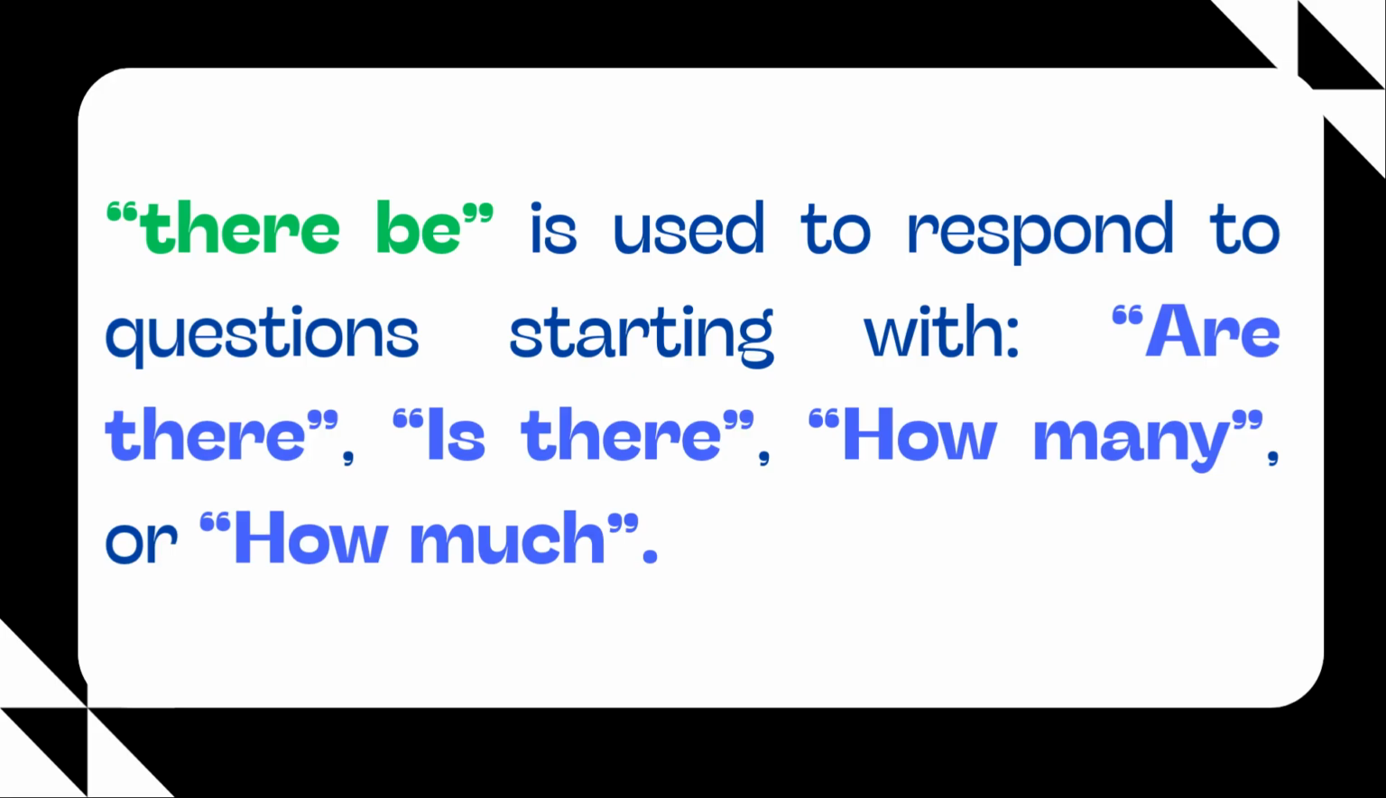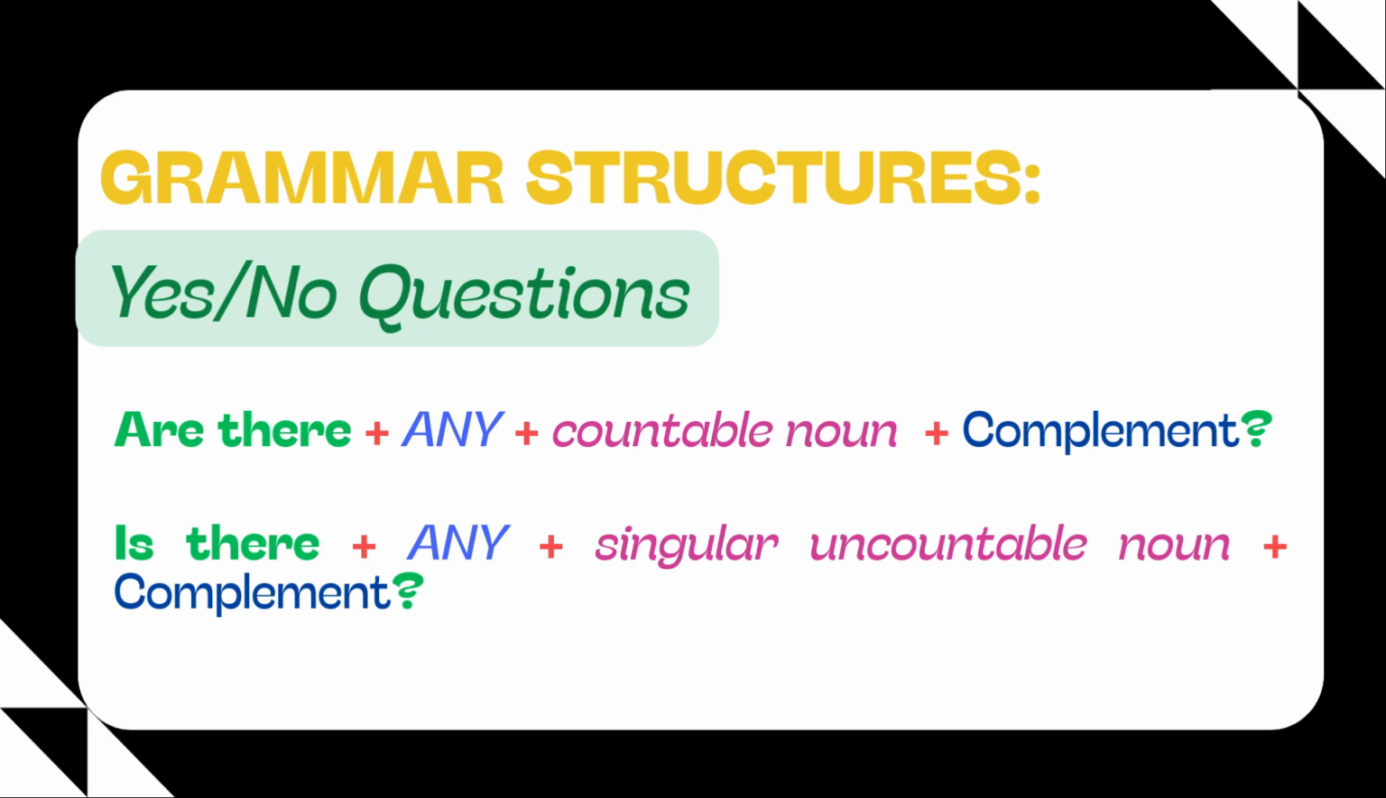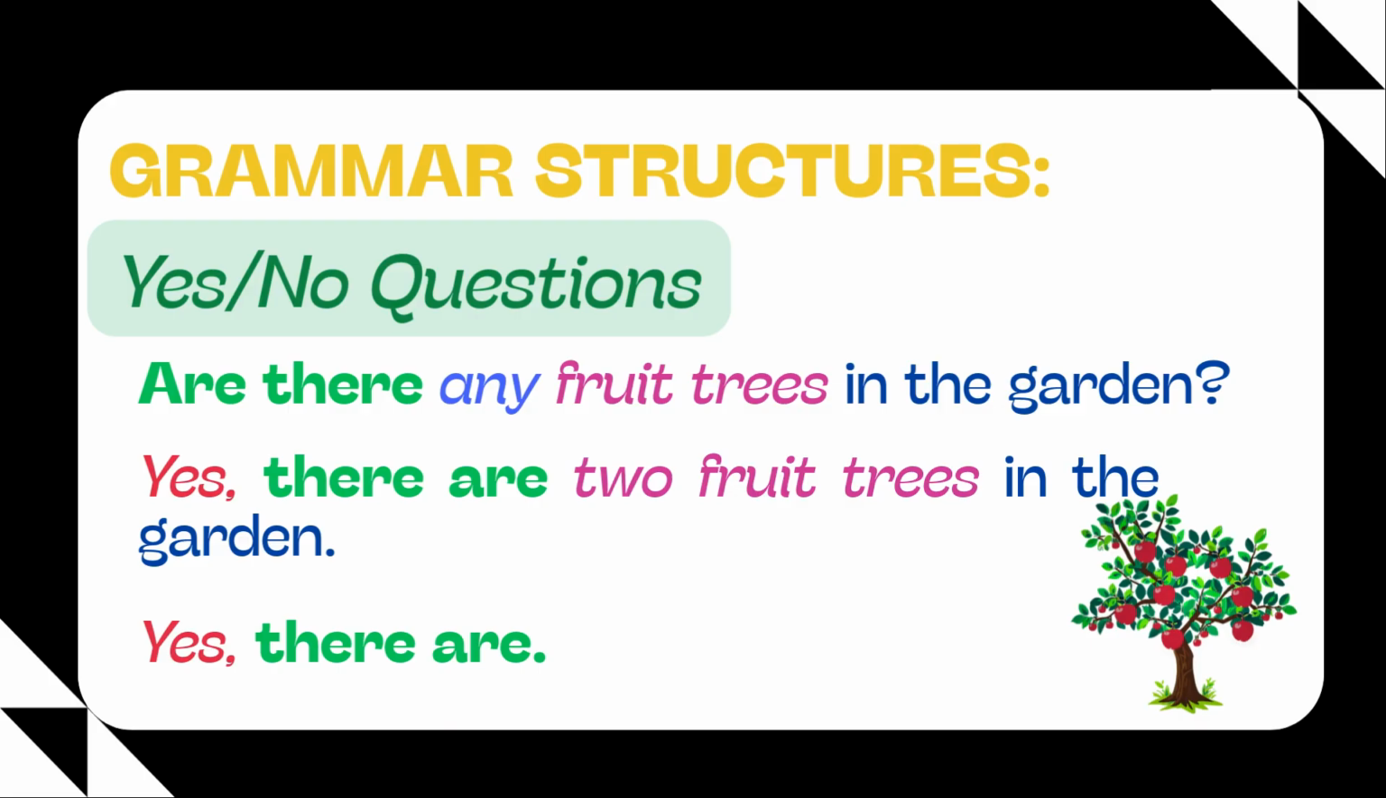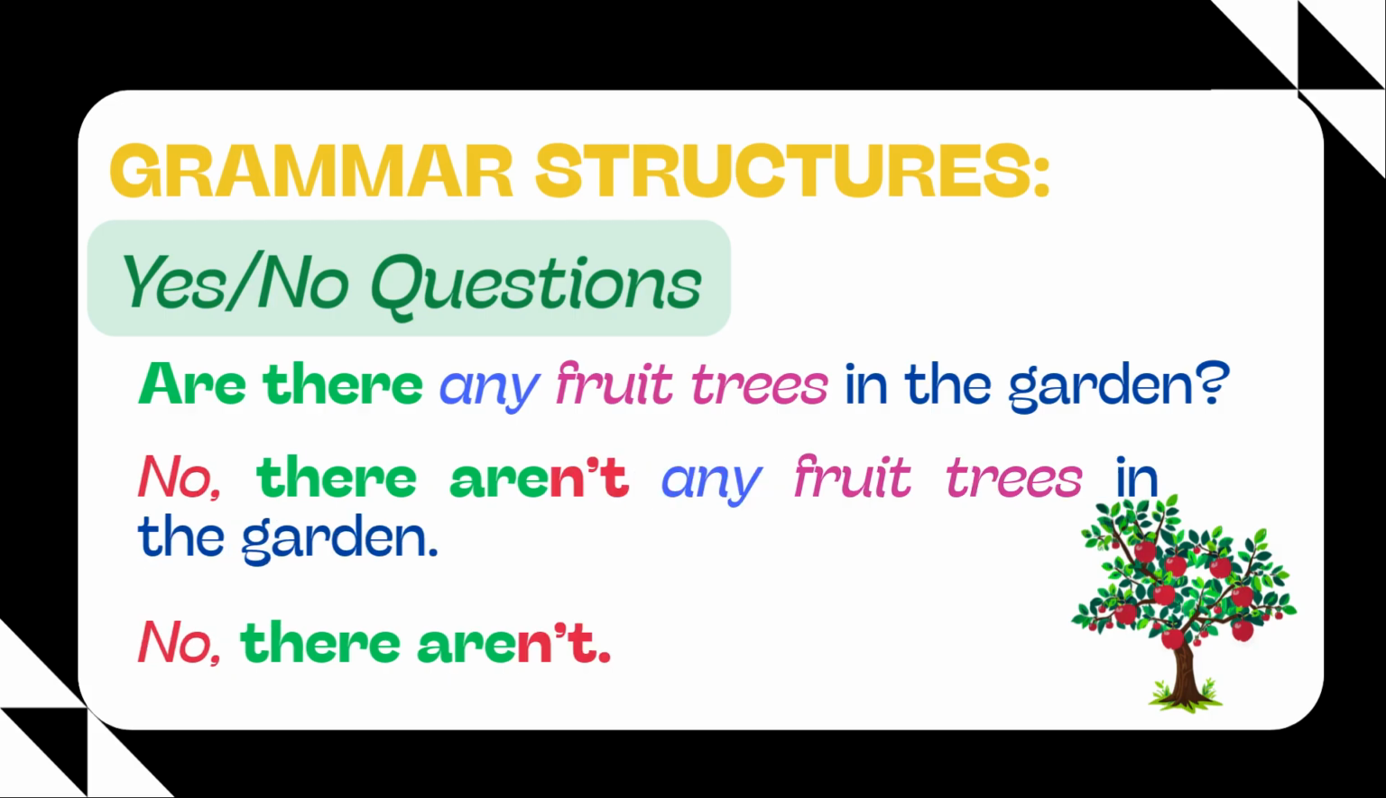There be is used to respond to questions starting with are there, is there, how many, or how much. Grammar structures, yes, no questions. Are there plus any plus countable noun plus complement, and the question mark. Is there plus any plus complement, and the question mark. Are there any fruit trees in the garden? Positive answers. Yes, there are 2 fruit trees in the garden, or yes, there are. Negative answers. No, there aren't any fruit trees in the garden, or no, there aren't.